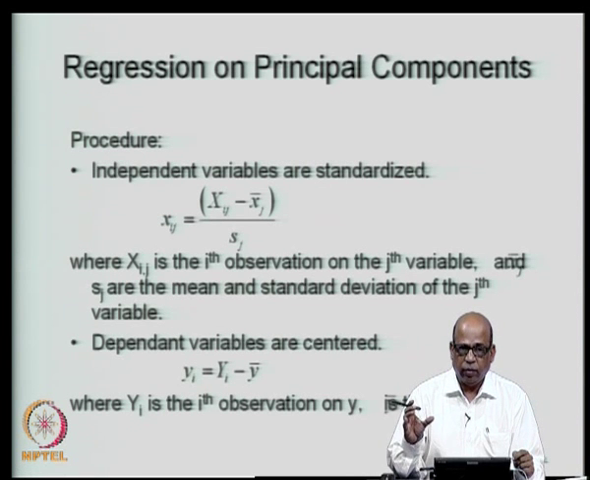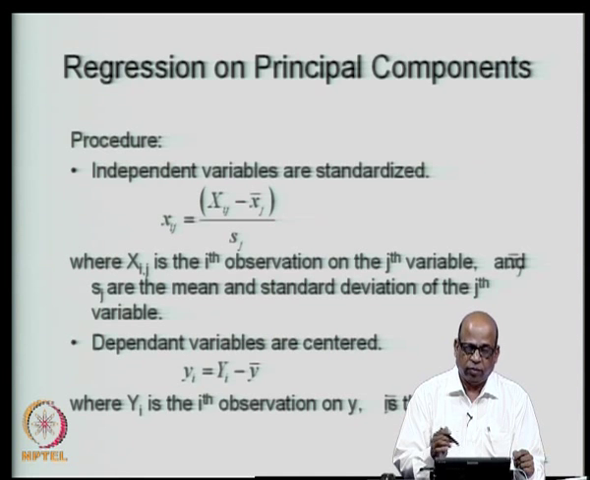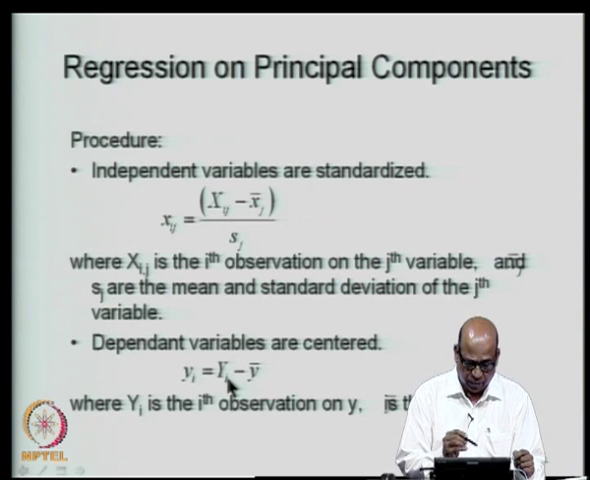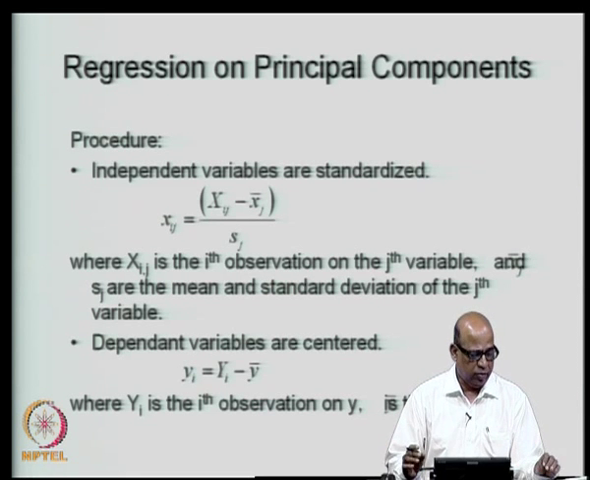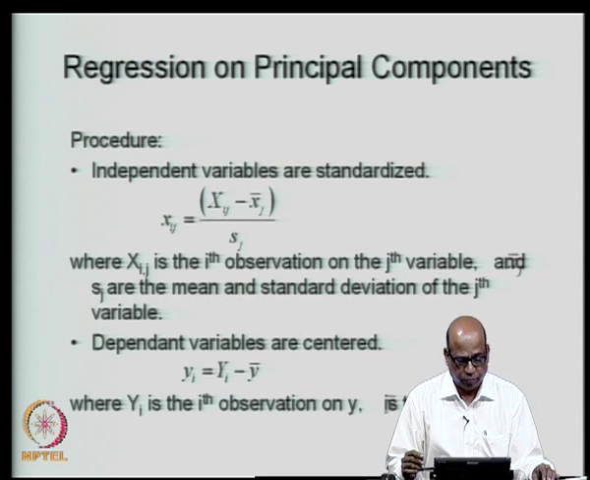The dependent variable being a single variable, we can just use the centering. So, we call this centering. This is the observed value for the dependent variable, ith observation, minus y bar. Y bar is the mean of the dependent variable. So, the dependent variable we center and independent variables we standardize, and then use the principal component analysis on the independent variables.